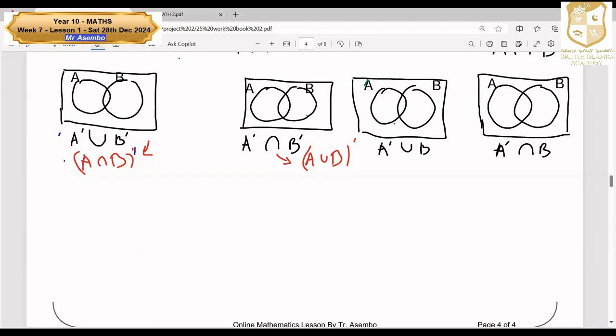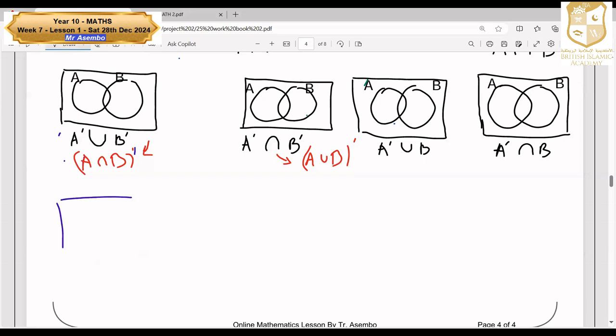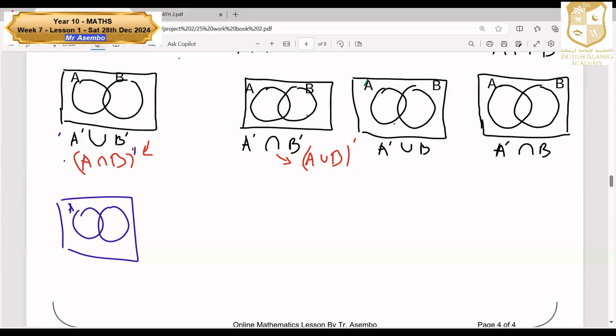That one has been proved beyond doubt. Now, let's start the first one. I'll draw the first one here. I'll first draw A complement. So this is A. There is no need of putting the complement, just A. And then inside here, I put B.